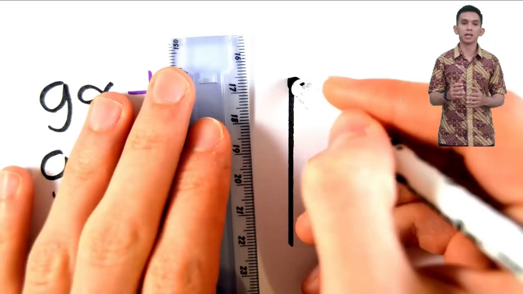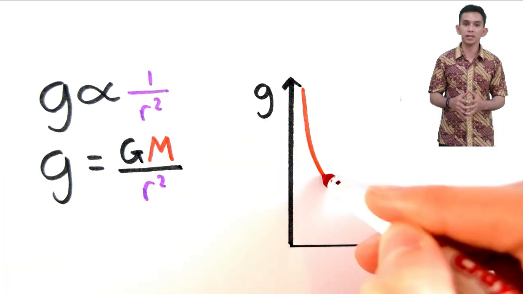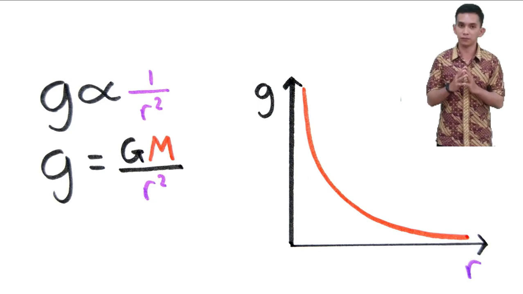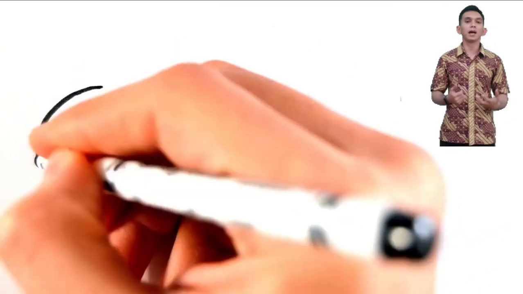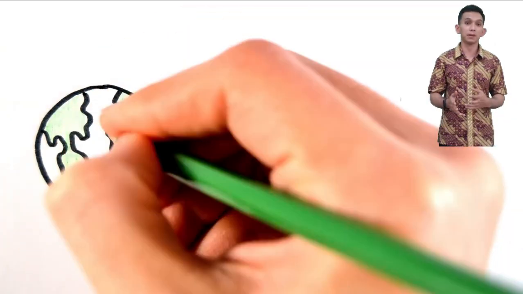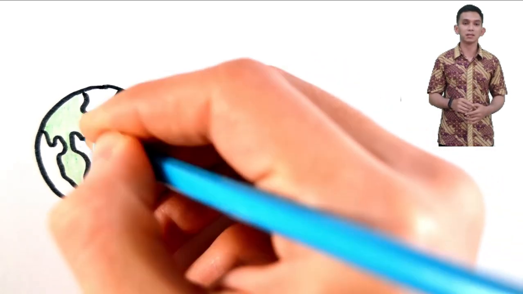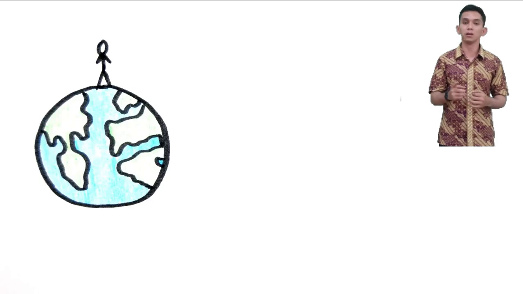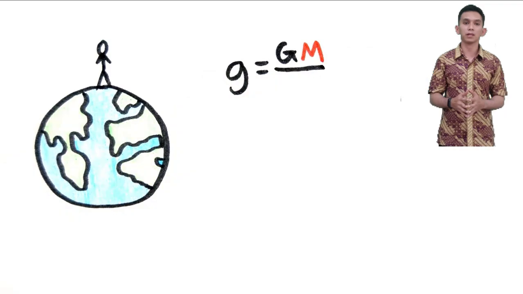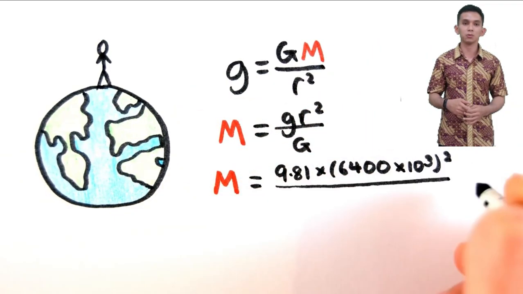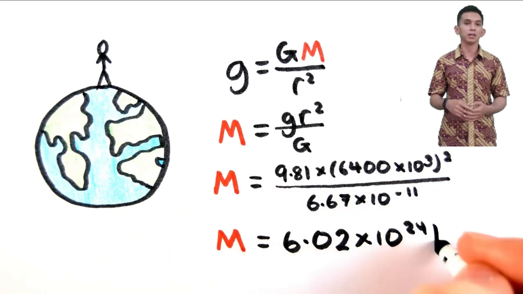You can see how the gravitational field strength would decrease the further you are from the center of the body producing the field. This formula can be used to work out the masses of celestial bodies. For example, given that the gravitational field strength on the Earth's surface is 9.81 newtons per kilogram, and the radius of the Earth is around 6,400 kilometers, we can work out the mass of the Earth to be 6.02 times 10 to the power of 24 kilograms.